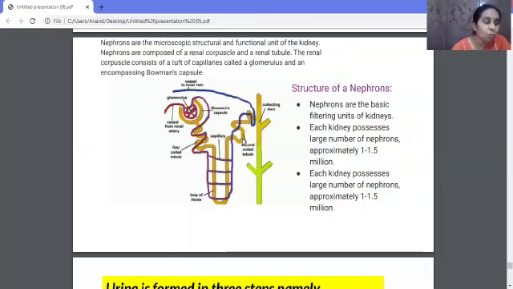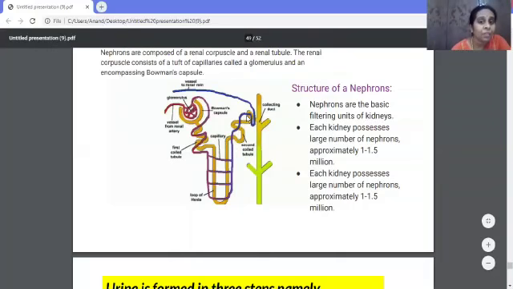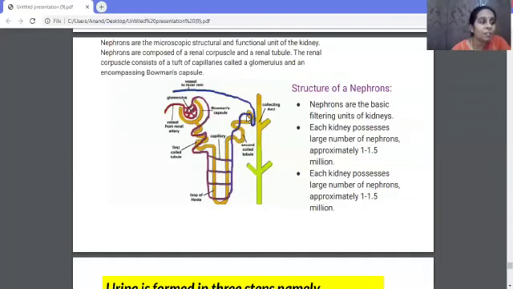Once the filtrate starts moving to the last part of the tube, what happens is the cells present in the tubes will start secreting some of the unwanted substances such as potassium, ammonium salt, hydrogen ion, and uric acid into the filtrate. Now, whatever the content is here, it is all non-essential substance. These non-essential substances will start moving to the collecting duct, and that non-essential substance we call urine.